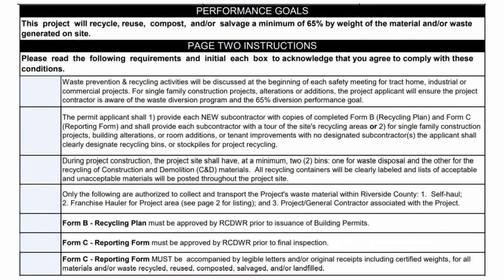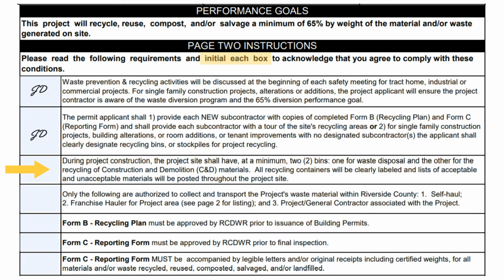For the next portion of Form B, each requirement must be read and initialed to acknowledge that you agree to comply with the conditions. The first condition once again restates that you understand the purpose of the Waste Diversion Program and will, to the best of your ability, meet the 65% diversion rate. The second condition states that each new subcontractor must be informed about the Waste Recycling Plan, are shown the recycling areas, and are provided with copies of these forms. If there is no designated subcontractor, then the applicant shall clearly designate recycling bins or stockpiles for project recycling.